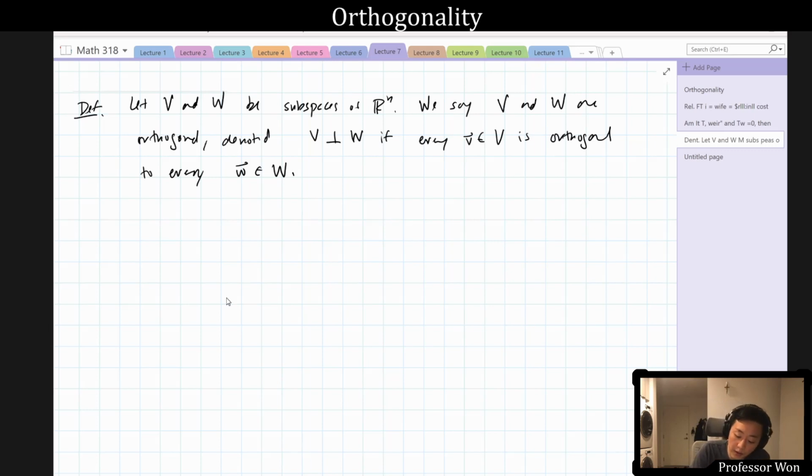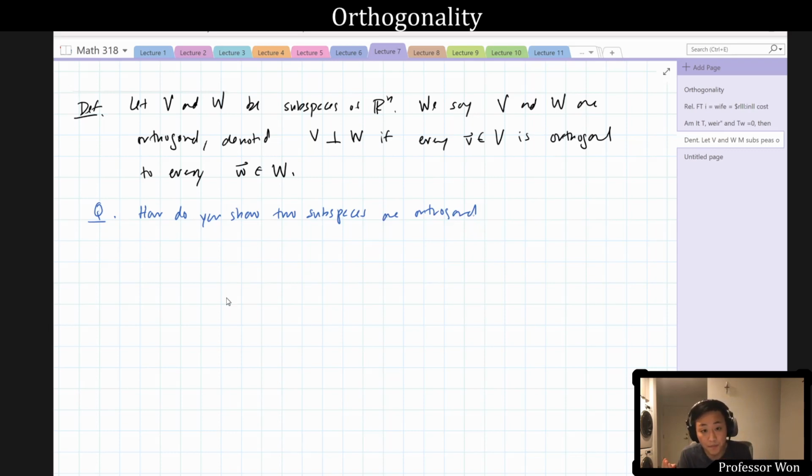Now, a good question is, how do you show two subspaces are orthogonal? It's easy to show that two vectors are orthogonal, because you just have to do one computation. But if I give you two subspaces, then a subspace has infinitely many vectors in it, unless it's the zero subspace, right? A line through the origin has infinitely many vectors on it. A plane has even more infinitely many vectors on it. By definition, it's infinitely many conditions that you have to check.